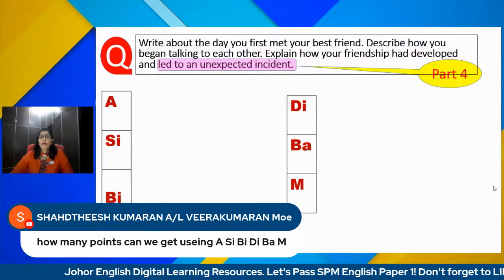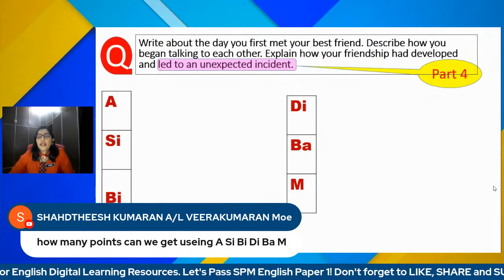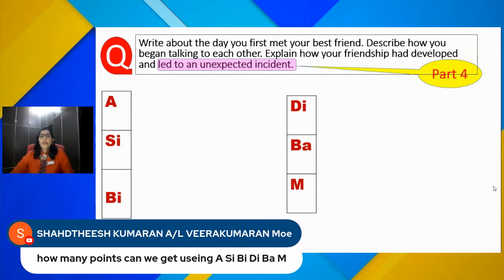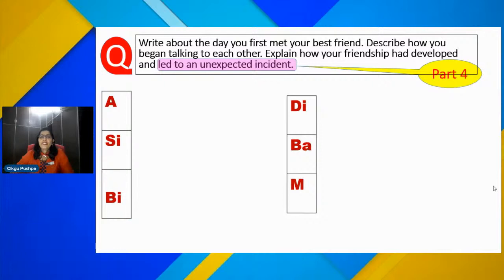So here comes part 4. How many points can we get using ACBD BAM? Okay, Satish, you can use as many points as possible, right? That is what I'm telling you. If you want to generate just 1 point or just one word or one phrase, you're going to construct one sentence. If you think more, you have more words, you have more phrases, you have more ideas, then you'll have more sentences. Okay? Right. Thank you, Satish.